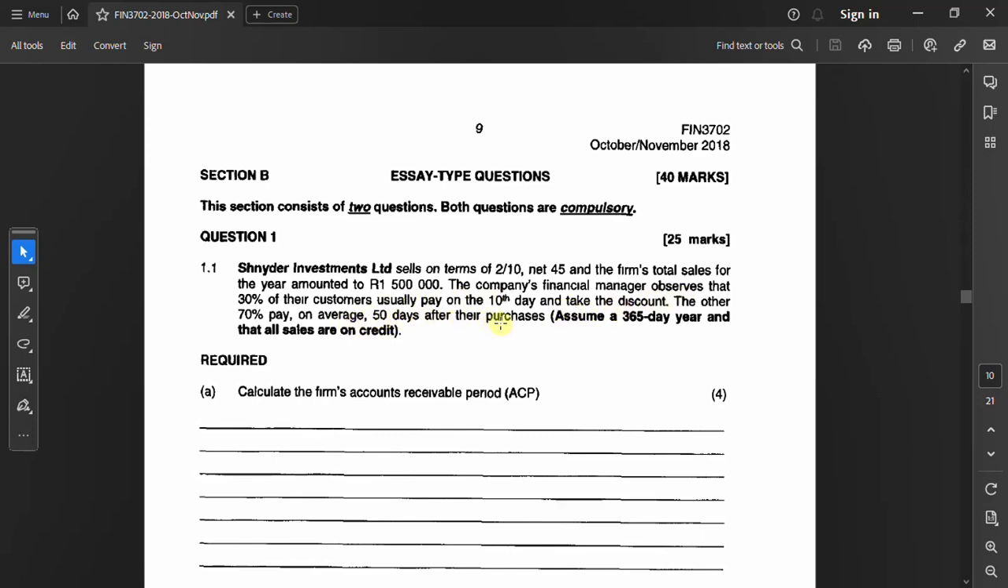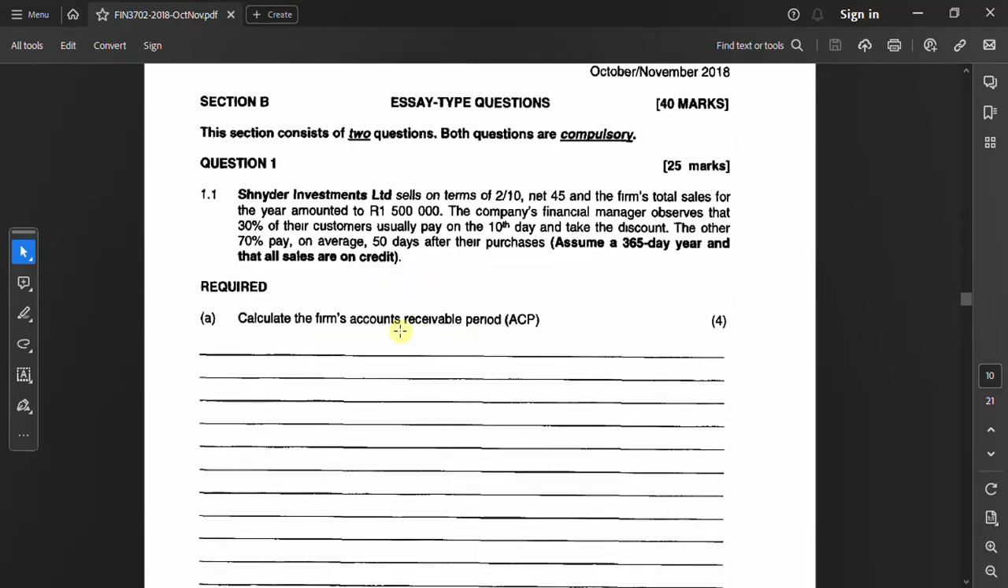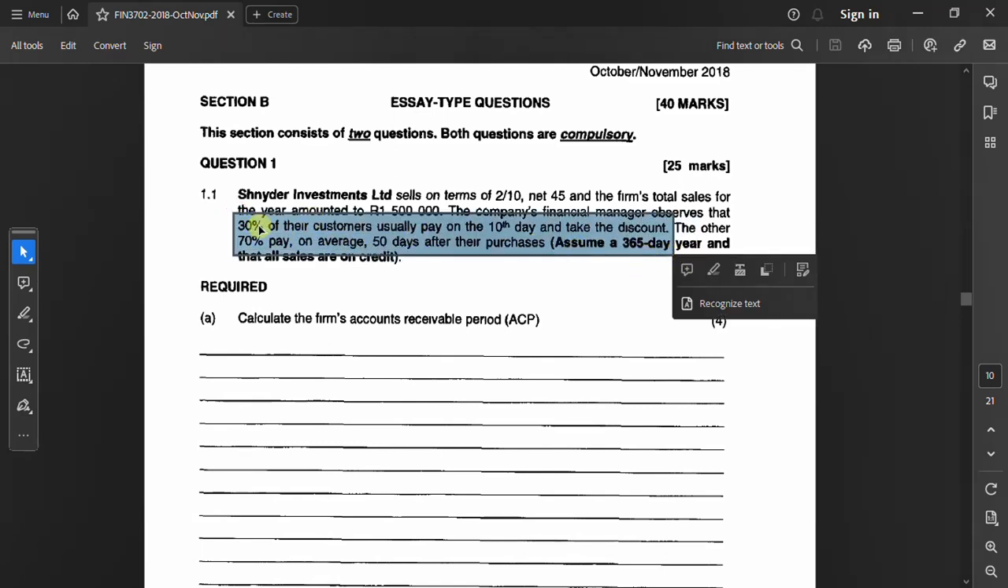Long questions, eh? Okay, the first one. Essay type questions. Both questions are compulsory. Okay, what are they asking about here? All right, so S Limited sells on terms of... Okay, when I see this, I'm already thinking about the cost of giving up the discount. Remember that?